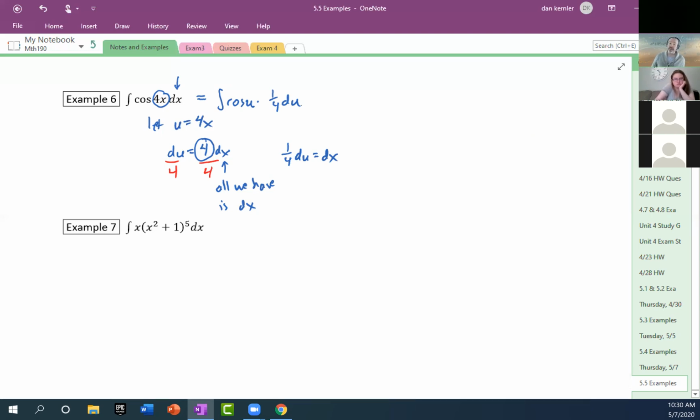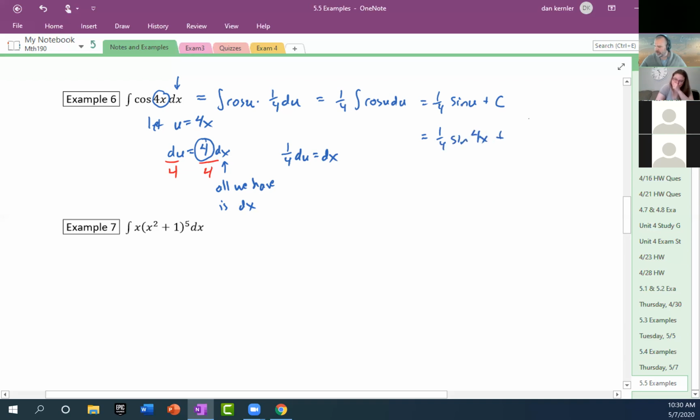And this is very common. Often the constant part of it won't exactly match. And so this frequently happens. You get 1/4. Now I'm going to put that out in front. We have that property of integrals, the antiderivatives, where we can put it out in front if it's multiplied. And the antiderivative of cosine is sine plus c. And then we just plug back in what u is equal to: 1/4 sine of 4x plus c.